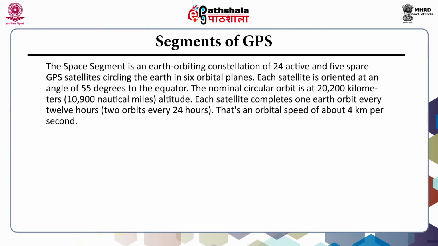The space segment is an Earth-orbiting constellation of 24 active and 5 spare GPS satellites circling the Earth in 6 orbital planes. Each satellite is oriented at an angle of 55 degrees to the equator. The nominal circular orbit is at 20,200 kilometers altitude. Each satellite completes one Earth orbit every 12 hours. There are 2 orbits every 24 hours. There is an orbital speed of about 4 km per second.